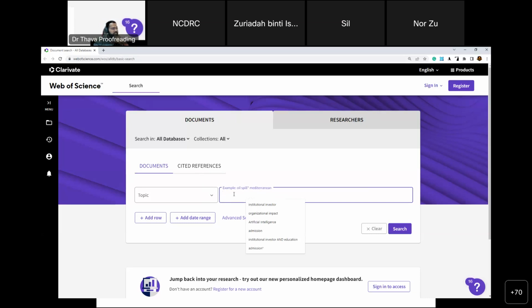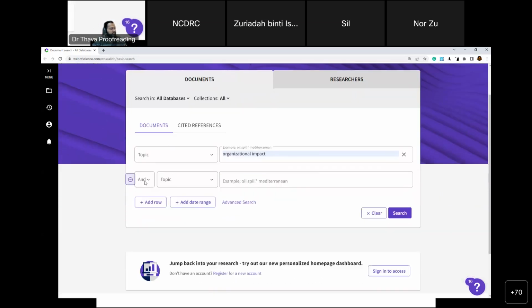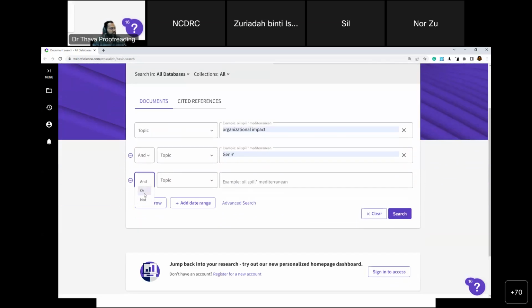So, let's do a simple search. Topic, we select organizational impact, and then we add row. The boolean here is AND or NOT. We select AND, and then here we add Gen Y, and then we add one more. We put OR, and then we put here millennials.